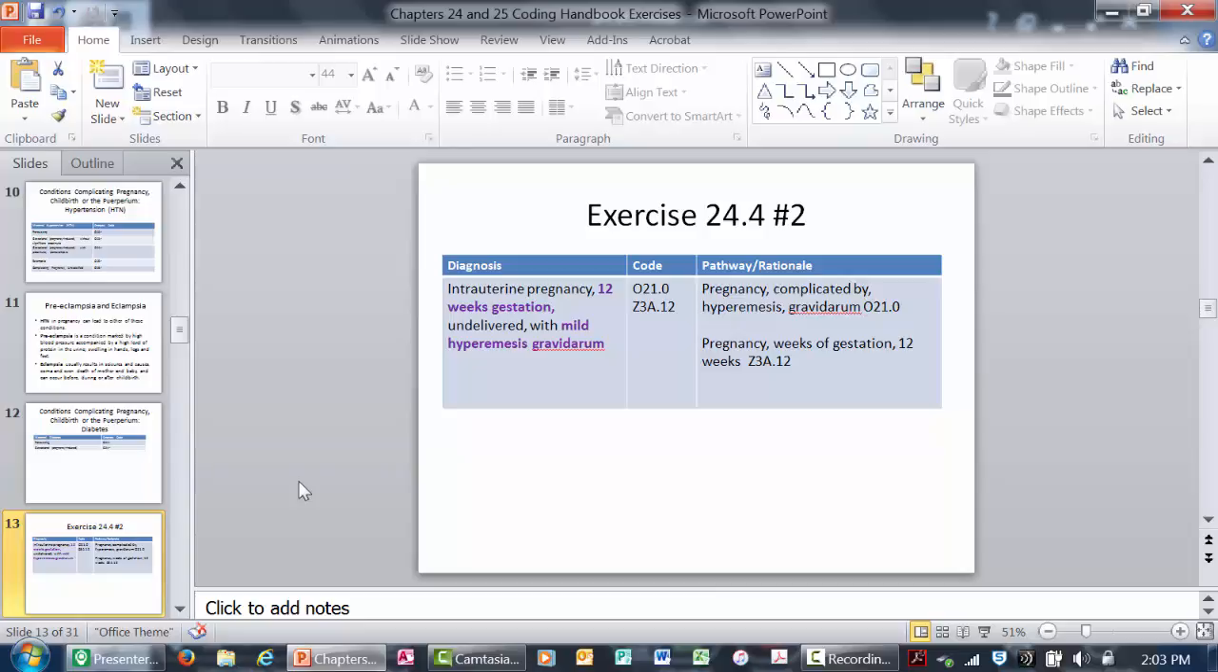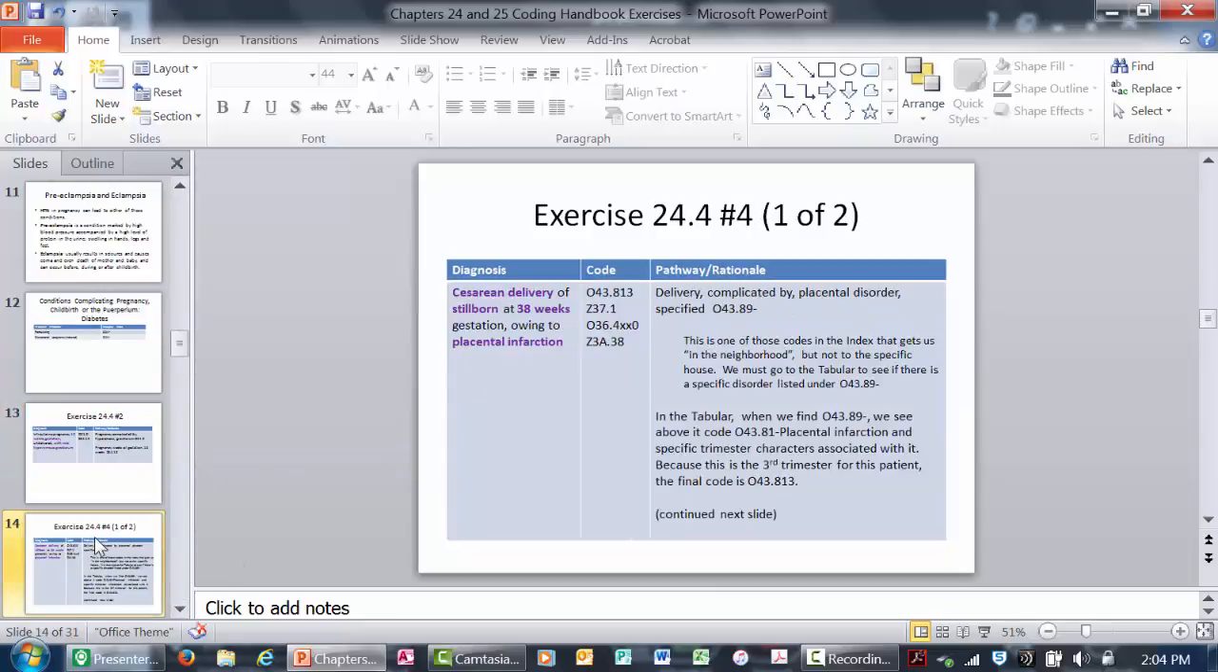I had a very good friend who only had 2 pregnancies, but both times she was hospitalized with this. She just would throw up and throw up and throw up. So it does happen, and I don't think it's uncommon, so I believe you would see it. In this case, I have the rationale and the pathway there, and the weeks of gestation captured, so you can see that's pretty straightforward as an example. Be a little bit harder.